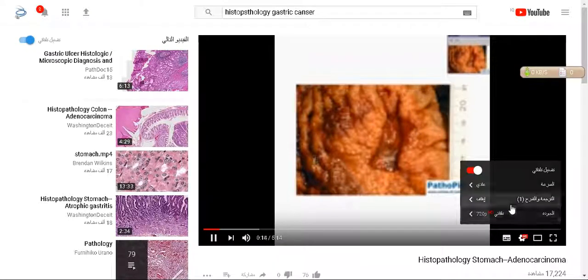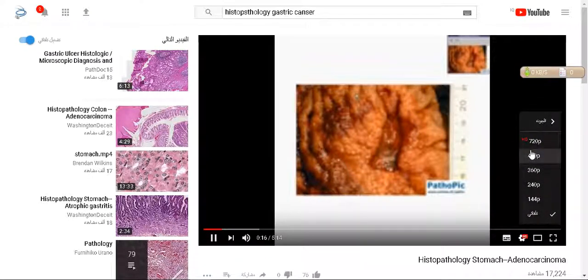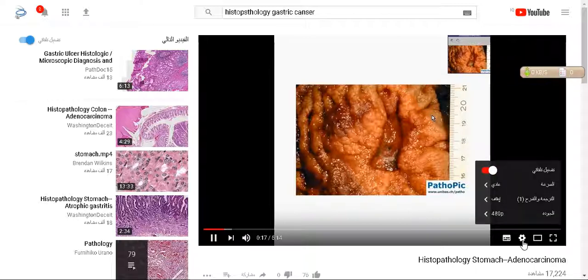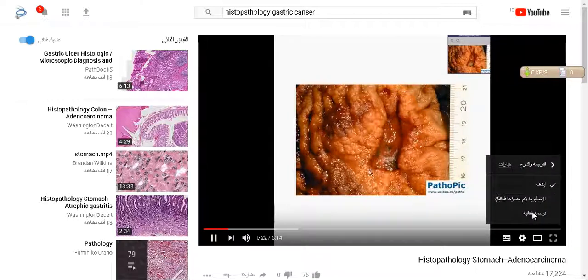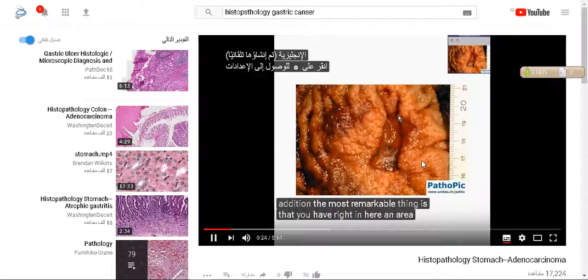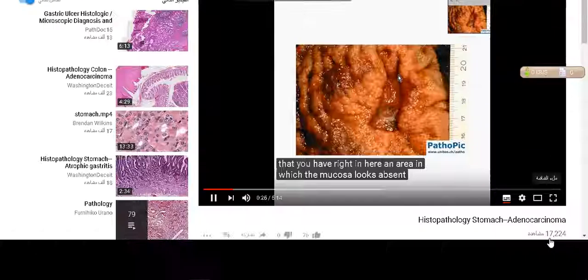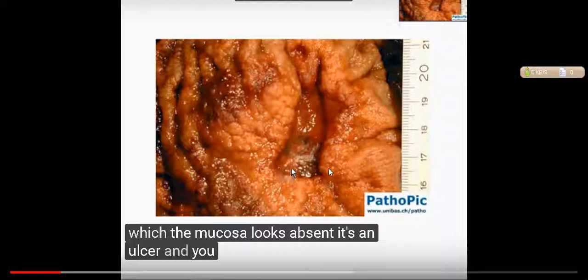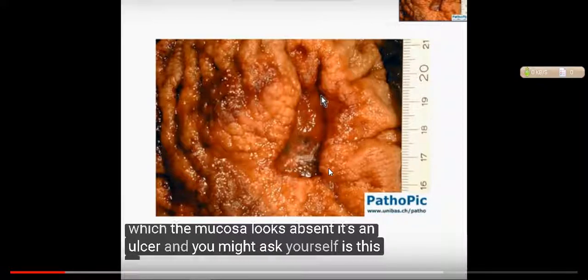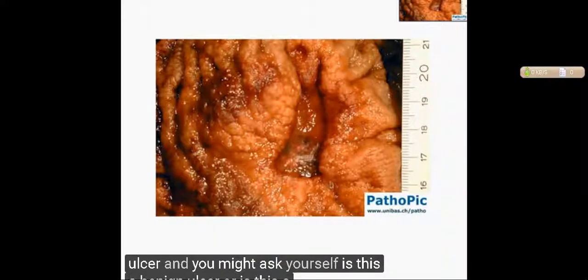which are not parallel, which are extensions of submucosa called rugal folds. But in addition, the most remarkable thing is that you have right in here an area in which the mucosa looks absent. It's an ulcer. And you might ask yourself, is this a benign ulcer or is this a malignant ulcer? Well, that's why we have microscopes.